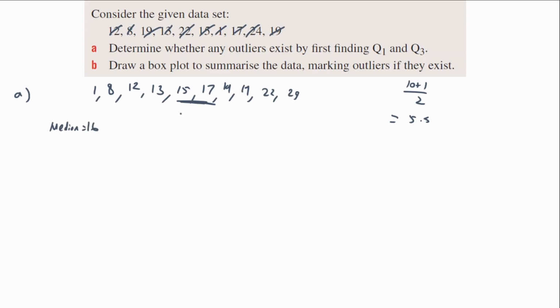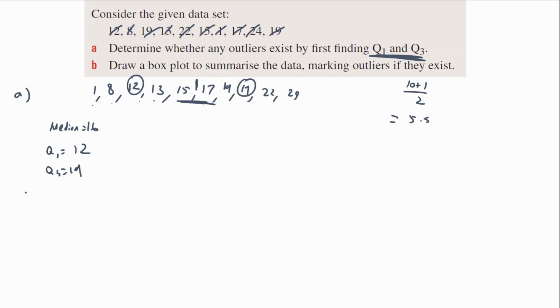Now I need to find Q1 and Q3. There's a total of 1, 2, 3, 4, 5 values on either side of the median, so Q1 is going to be 12 and Q3 is going to be 19. So I've got those values now. I've found Q1 and Q3.